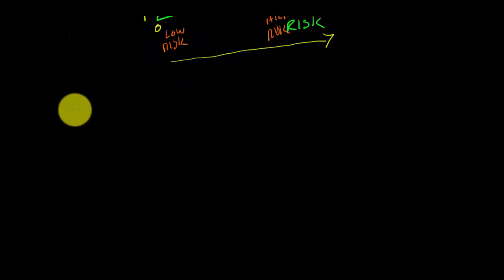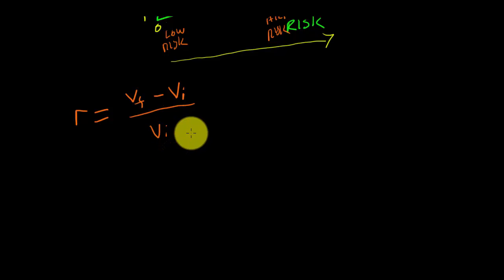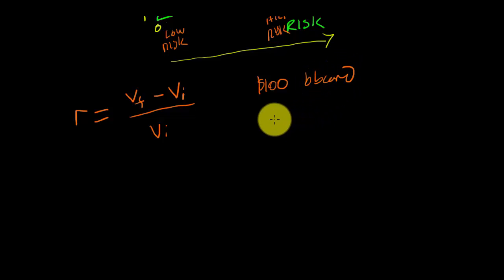Well, measuring returns is easy. Returns are equal to the final value of your investment minus the initial value of your investment, divided by the initial value of your investment. Okay, it's as simple as that. So let's pretend for a second that you invested $100 into a baseball card, and you then drove across country where they have never heard of baseball cards or whatever, and you sold it for $150. What is your return?